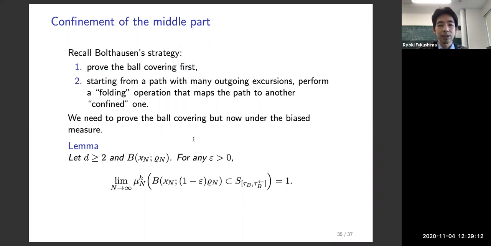So we have to prove ball covering under the bias measure. Here's the key lemma. This tau b is the hitting time to the ball, and this tau inverse b is the last visit to the ball, which is the same as a first hitting to b of a reversed random walk. So this is what we have to prove. And after having this ball covering, we can follow Bolthausen's strategy, roughly speaking.